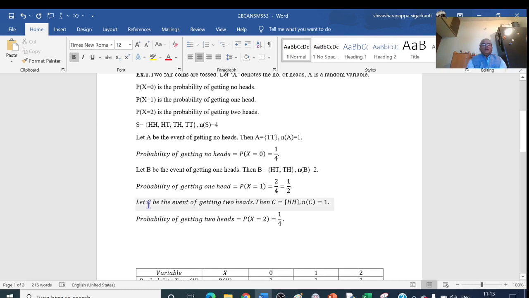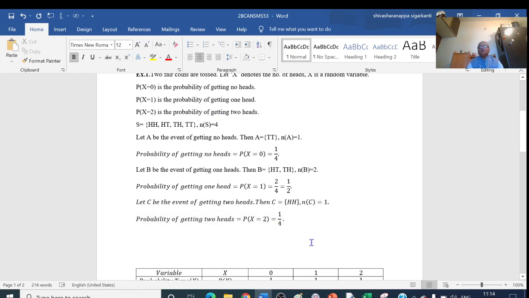Next, consider the event C of getting two heads. See the outcomes here: this is the only outcome having two heads. Here we have only one head, here only one head, and here no heads. So C is the set consisting of the element HH, and the number of elements in C is equal to 1. Therefore, the probability of getting two heads is P of x equal to 2, which is n of C divided by n of S, equal to 1 by 4.